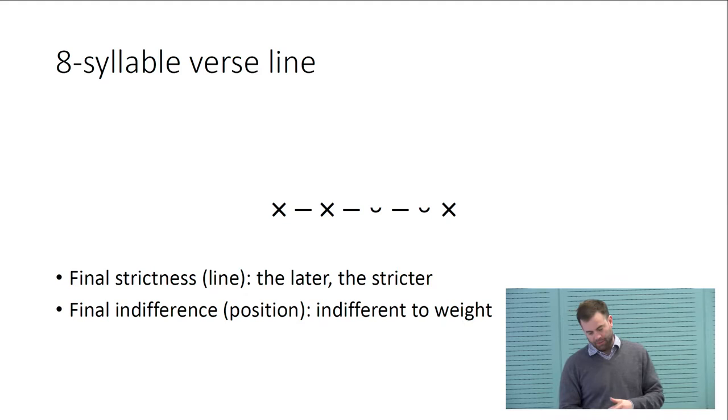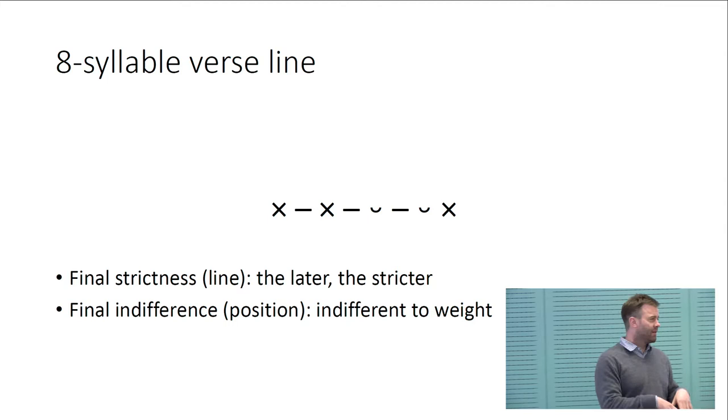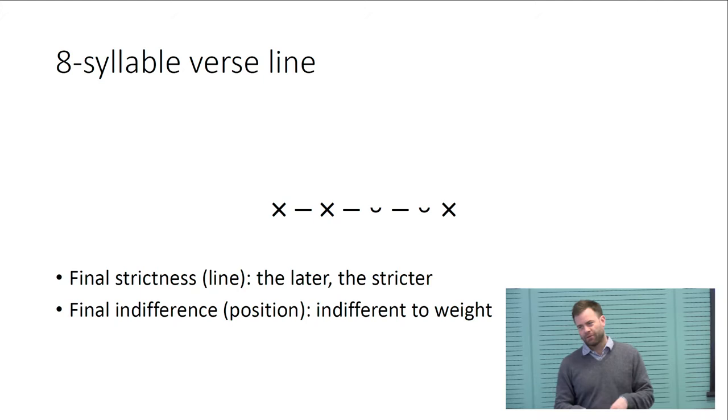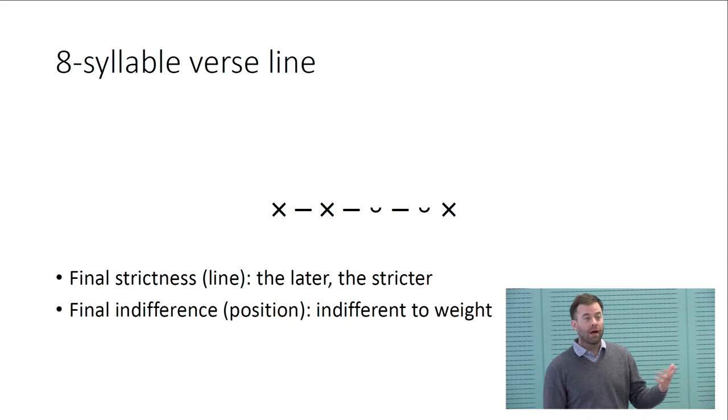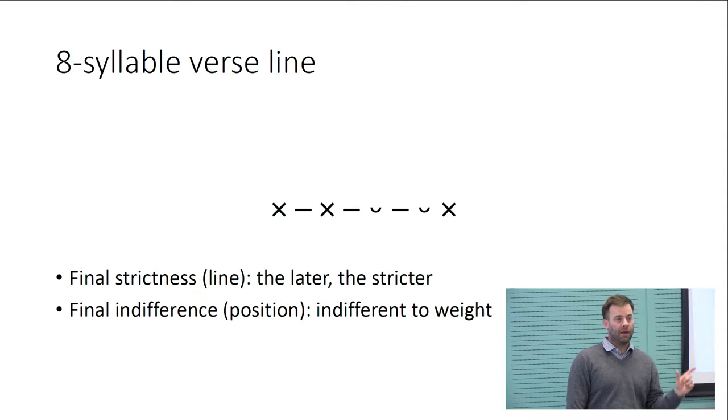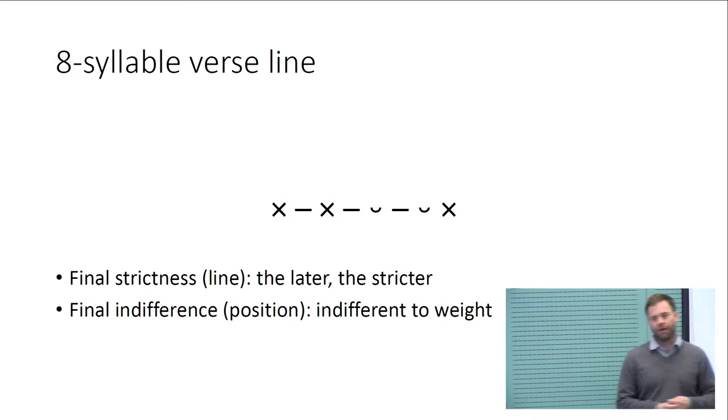And then the other one is final indifference, and this just applies to the last position or the last syllable of the verse, and that's relatively indifferent to weight. So even though you're analyzing this as an underlyingly iambic meter, and you would expect to find heavy syllables in the last position, final indifference permits you to implement that with either a light or a heavy syllable.